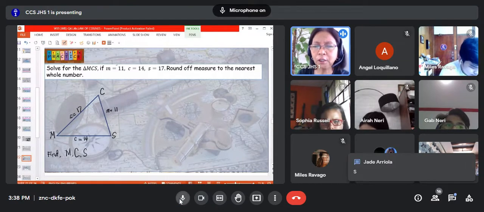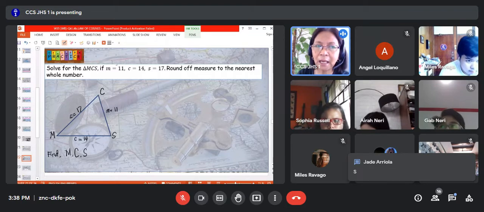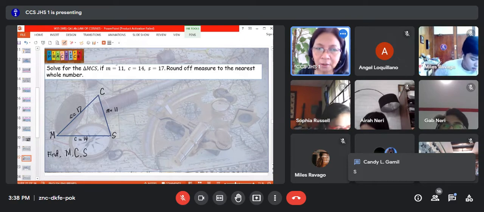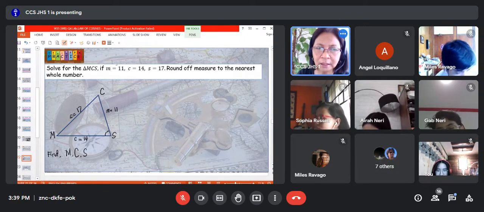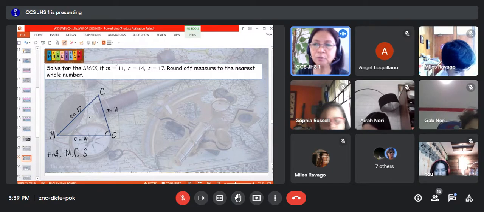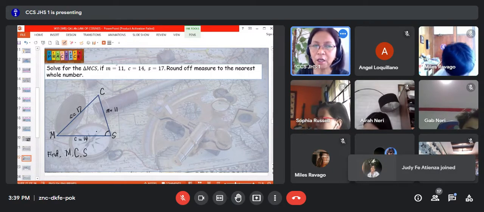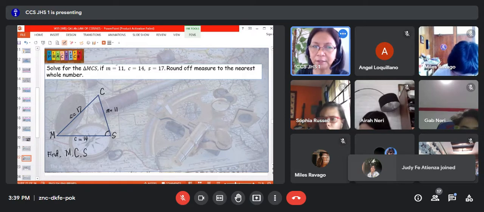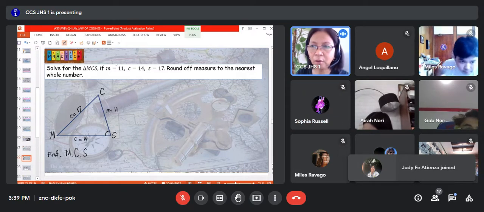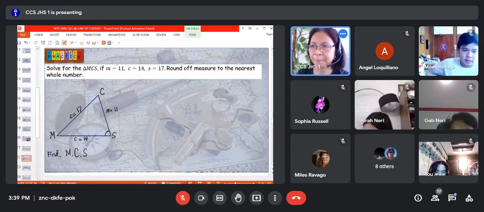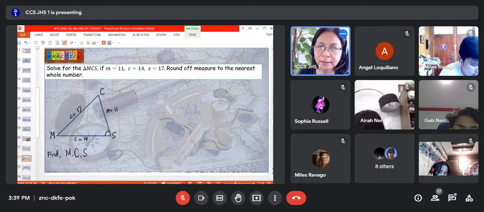Look for the longest side. That side has the largest angle. Angle S first. For the law of cosines, given all the sides, you have to solve first for the largest angle. That's the angle opposite the longest side. Do you follow? So we're going to solve first for angle S. So S, who can give me the formula?